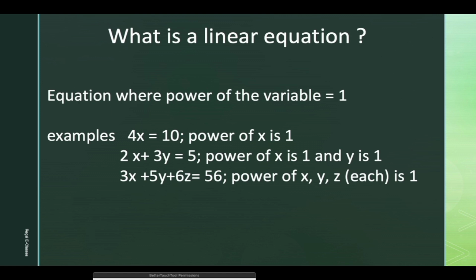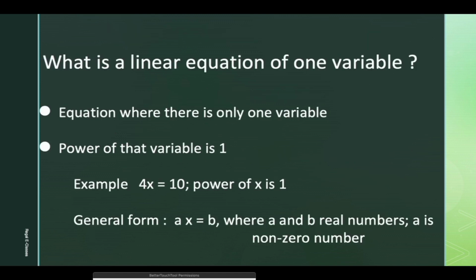3x + 5y + 6z = 56. Here there are three variables, each having power 1. So here a linear equation with one variable is explained, and you have studied this in your previous class. The general form of this equation is ax = b, where a and b are real numbers. a is a non-zero number.